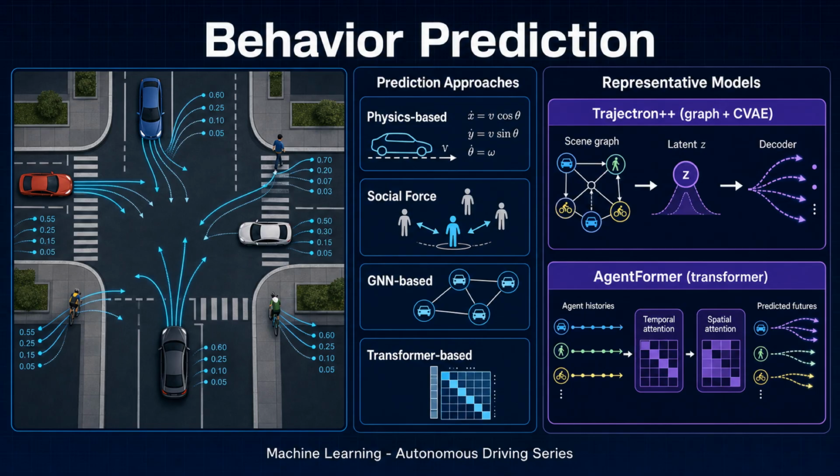Trajectron++ combines recurrent encoders with a graph representation of the scene and a conditional variational autoencoder to produce multiple plausible futures. Transformer-based models, such as AgentFormer, go further, using attention to model temporal dependencies and multi-agent interactions simultaneously. They can generate multiple possible future trajectories with associated probabilities, which is critical because human behavior is inherently uncertain. A pedestrian at a crosswalk might cross or wait, and a good prediction model must capture both possibilities.